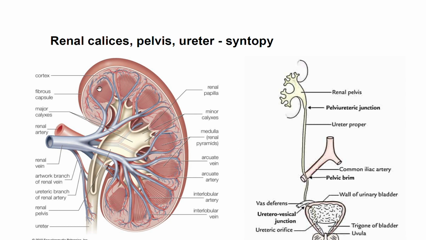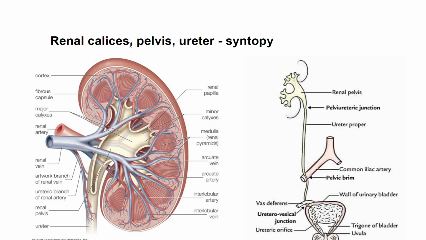Now the renal cortex extends into the medulla as renal columns, which basically divides the medulla into renal pyramids. So these are the renal pyramids, and in between them you have the renal columns. Now at the apex of these renal pyramids, there's a region which is called the renal papilla.